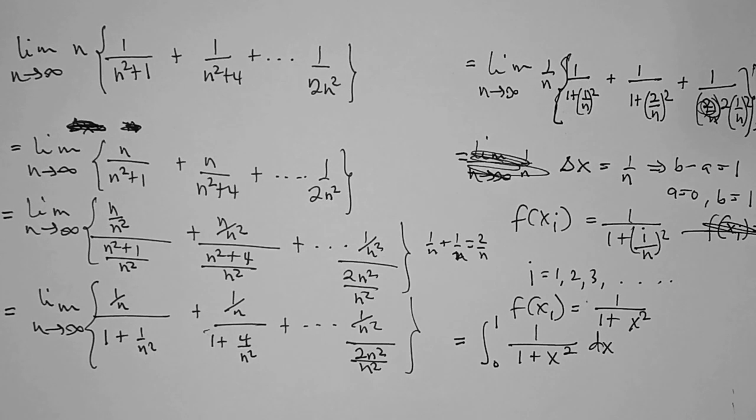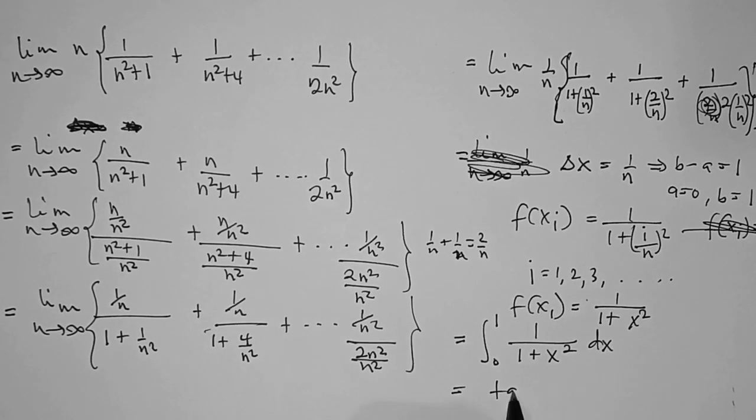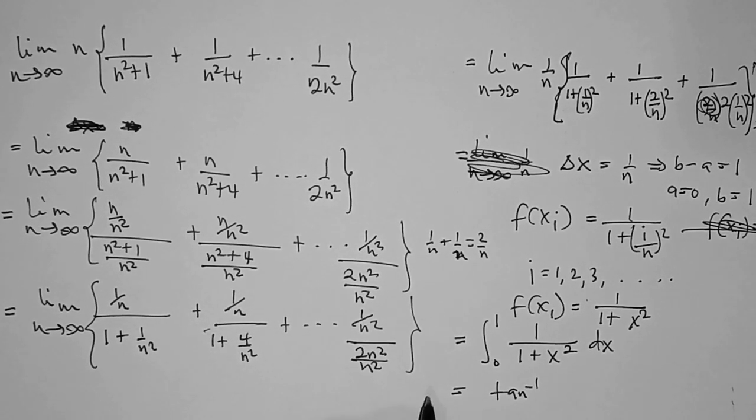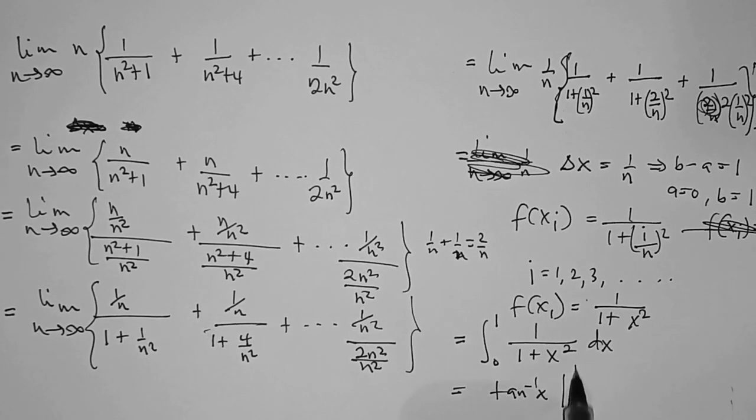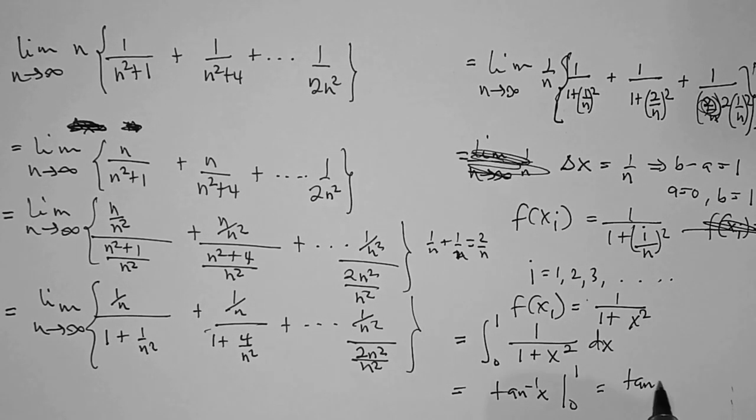Now, how do we integrate this function? You can see that this is a function of the inverse trig functions. If you integrate this, you are going to get tan inverse. This is tan inverse of x evaluated at 0 and 1. And that will give us tan inverse of 1 minus tan inverse of 0.